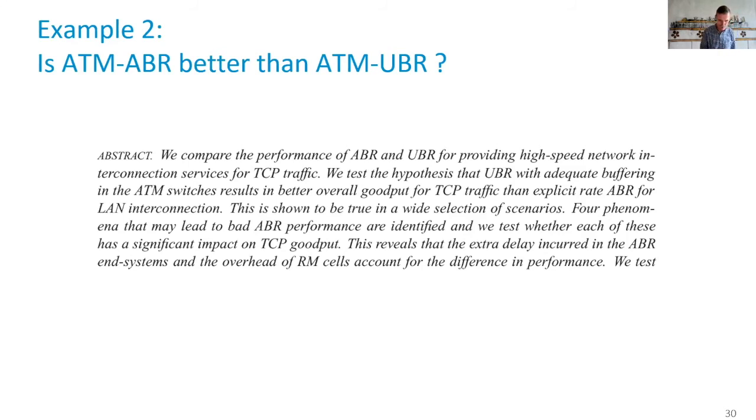Here's another example of a paper that did not do that at all. So here, the goal was to compare two technologies, ABR and UBR, for providing high-speed network, not wireless, sorry, wired technologies for interconnecting networks. And we see what the authors say. We test the hypothesis that UBR with adequate buffering results in better overall goodput than ABR. Goodput here means throughput for TCP traffic.